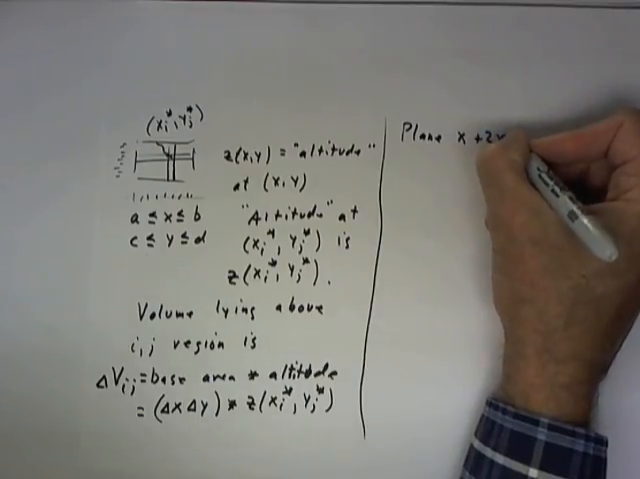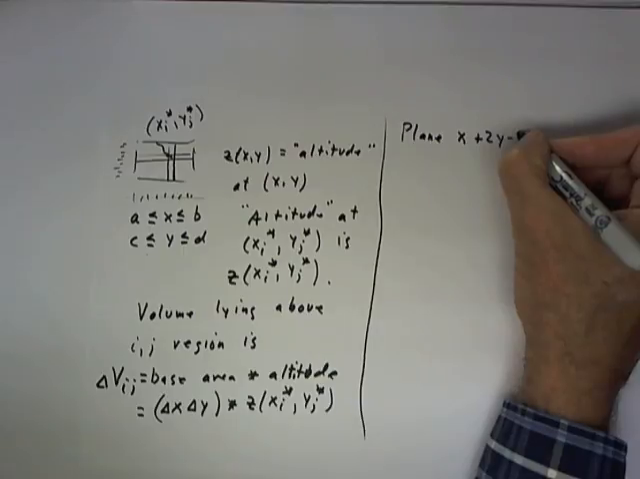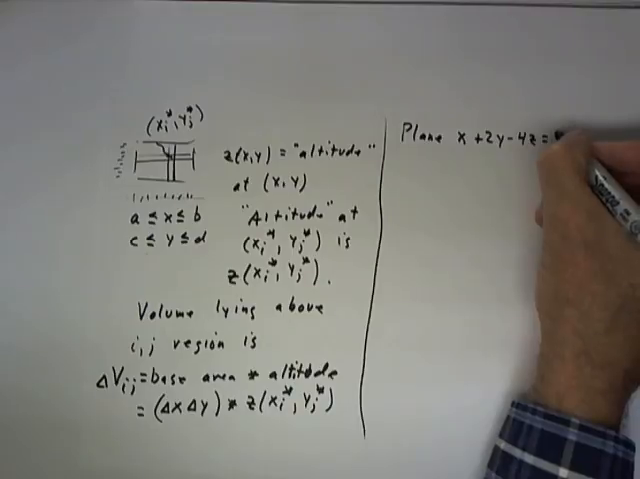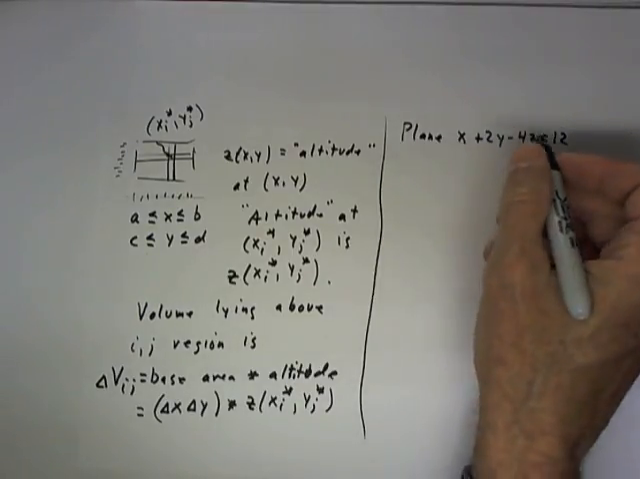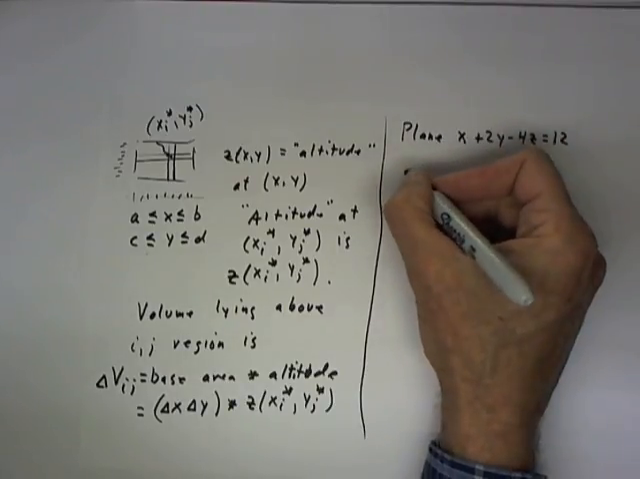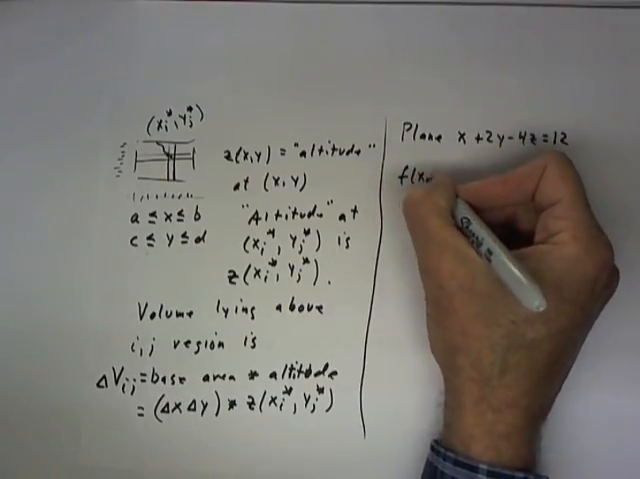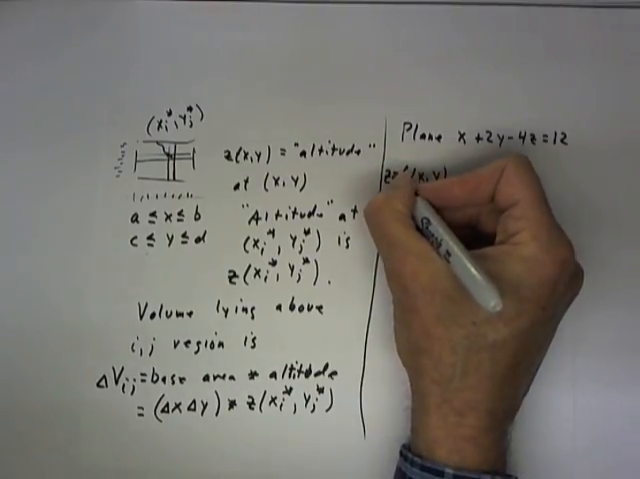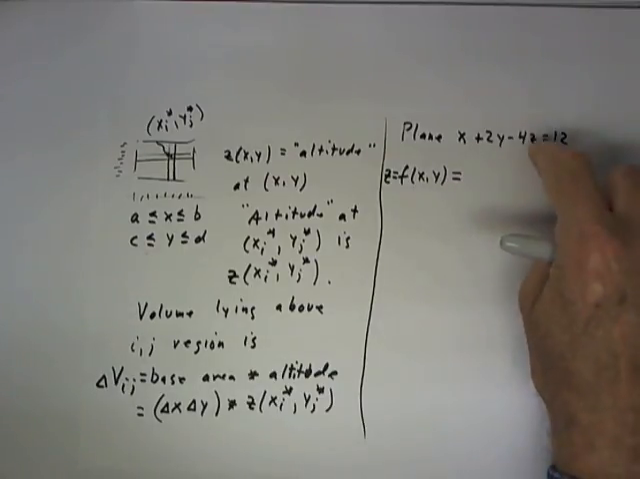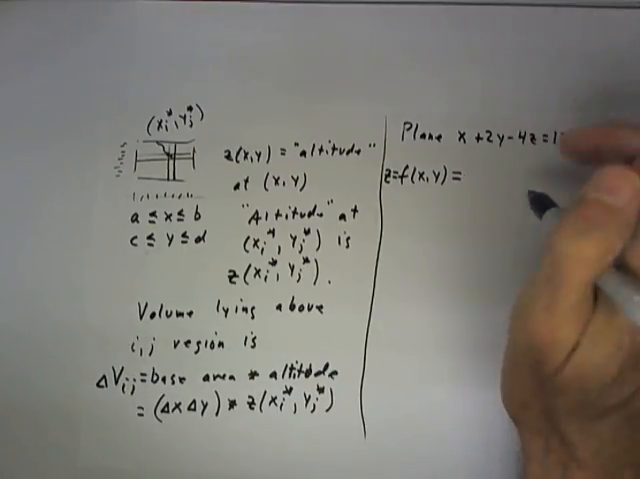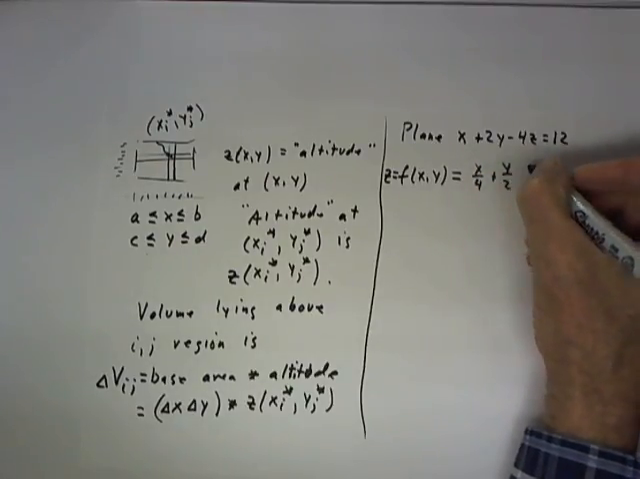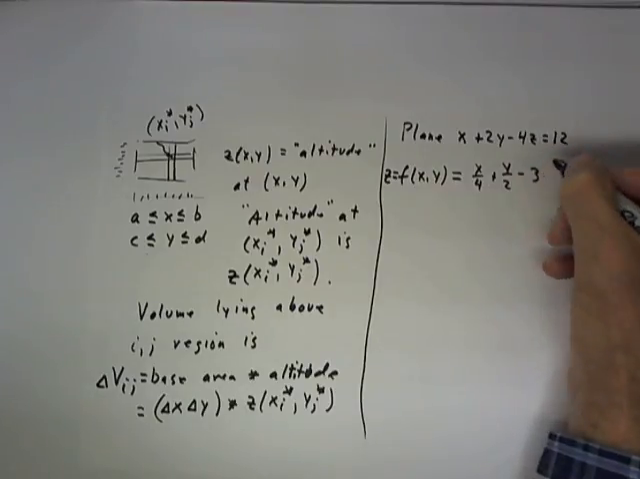x plus 2y minus 4z equals 12. Okay, now that plane defines a function, call it z equals f of xy, equals what? Well, if we solve this for z, we get x over 4 plus y over 2 minus 3.